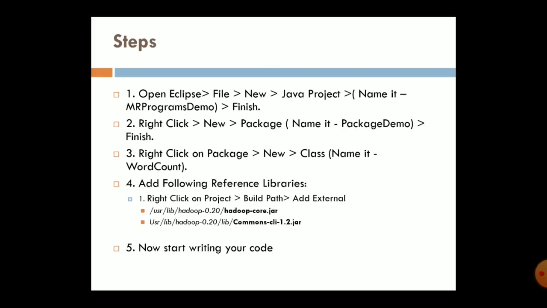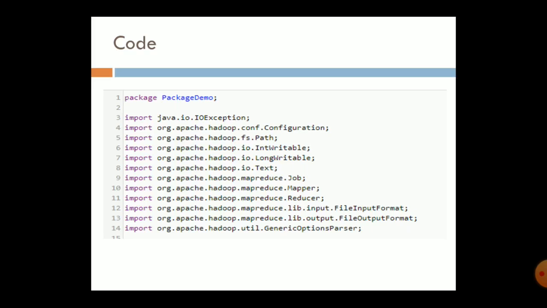Make sure that you have Hadoop installed. Now what are the steps to start with one program? First you need to open Eclipse, go to file, new project, give some name, and then you need to add some reference libraries also. That is the Hadoop core jar and the commons CLI jar file. After that you need to start writing your code.